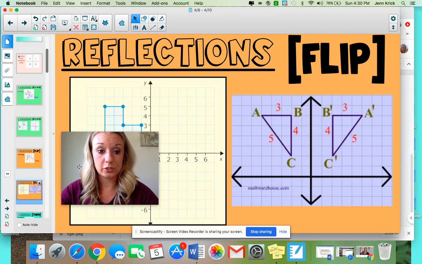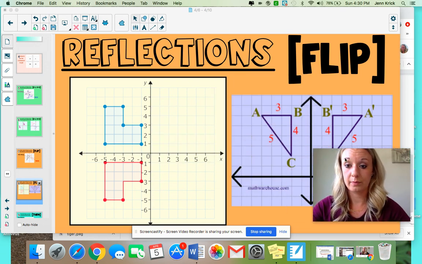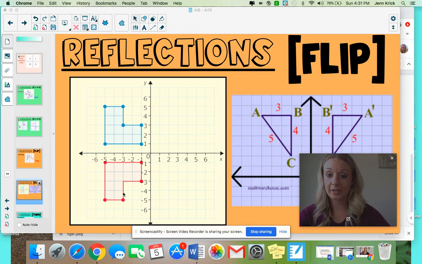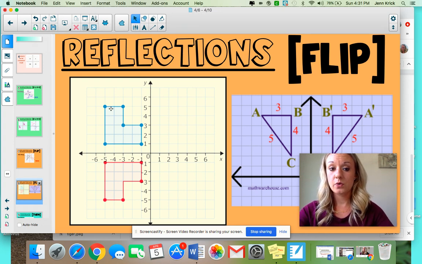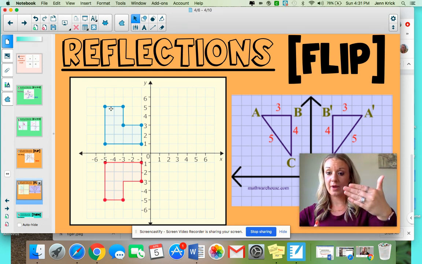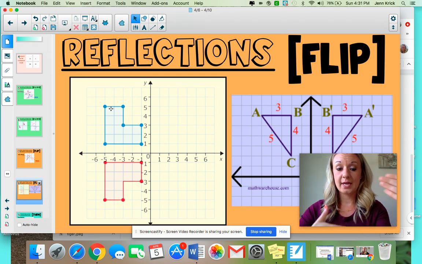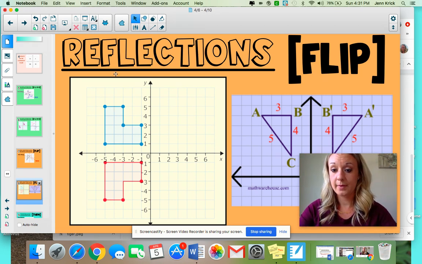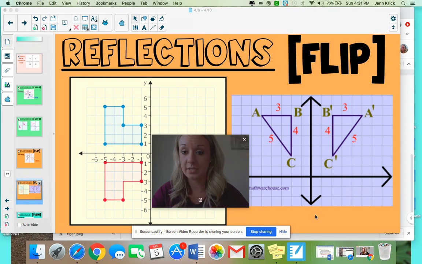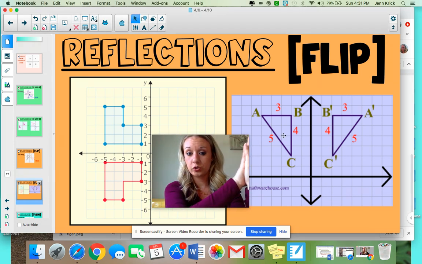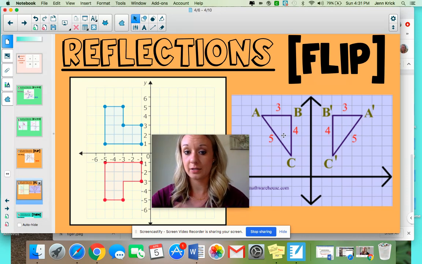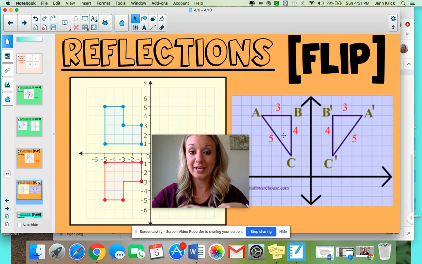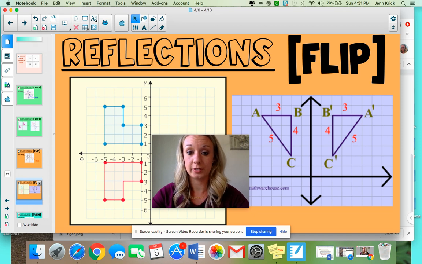Two more reflections for you, just to kind of show you and remind you. Again, if I showed this to you on a screen and I said, well, what transformation occurred? You can tell that from your blue to your red, it flipped over. Because it flipped, it's a reflection. And same thing with this guy over here. You can tell that your two triangles flipped, and they didn't turn around, they didn't slide. Because they flipped, a reflection occurred.